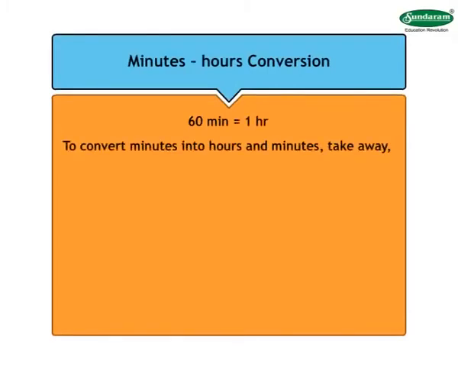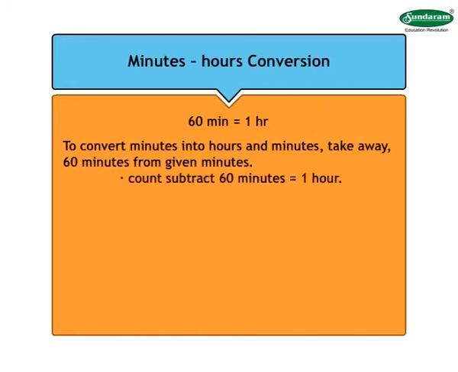Now, let us learn the minutes-hours conversion. Now, 60 minutes is equal to 1 hour. To convert minutes into hours and minutes, take away 60 minutes from the given minutes. Count that subtracted 60 minutes as 1 hour. The remaining minutes can be stated as it is.